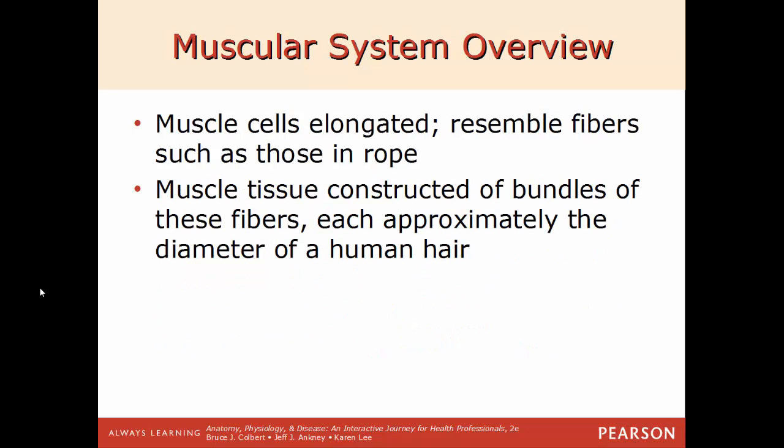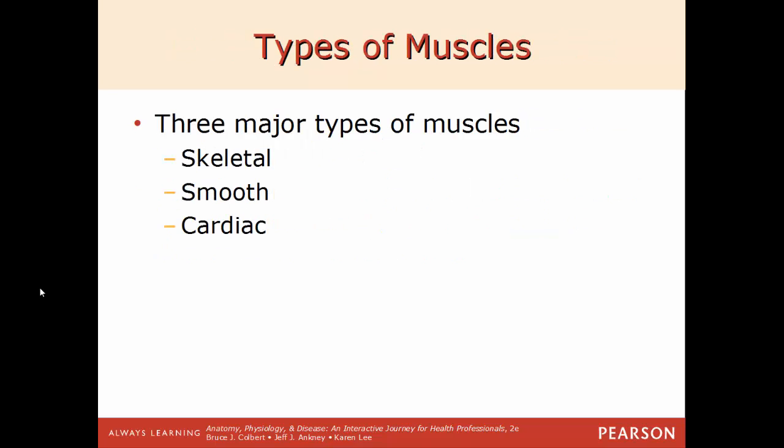Now, muscle cells will be elongated, and they resemble fibers such as you find in a rope. And muscle tissue is constructed of bundles of these fibers, and each of these is approximately the diameter of a human hair. All muscles will fall into one of three different categories. Either skeletal, smooth, or cardiac.